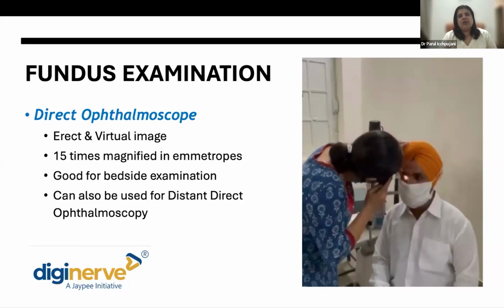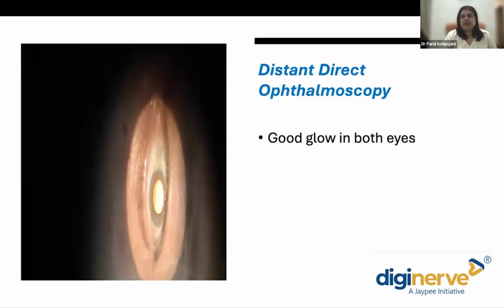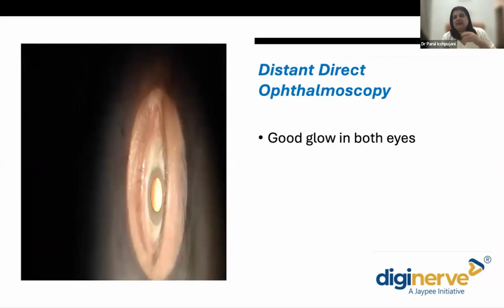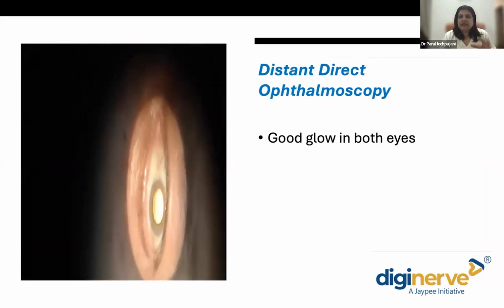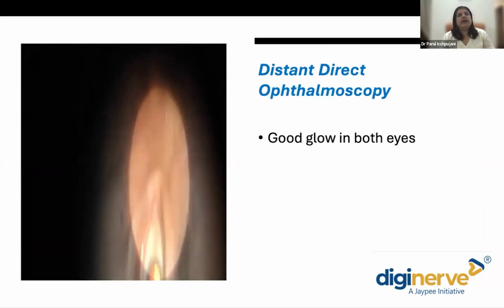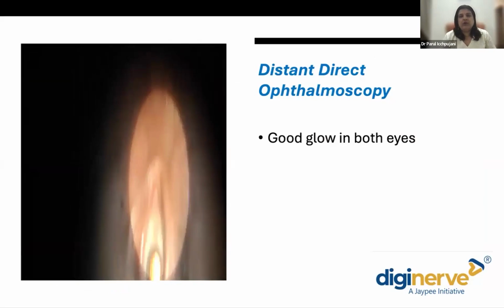This ophthalmoscope can also be used for distant direct ophthalmoscopy. What do we mean by distant direct ophthalmoscopy? It means you can assess whether the glow of a dilated fundus is good. If the glow is good, that means there are no media opacities. Here you can see that when you shine it, a bright orange reflex is coming, and that means there is no cataract, no vitreous hemorrhage, and no corneal opacity.